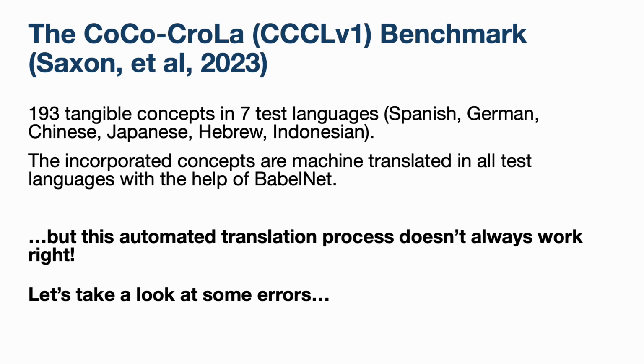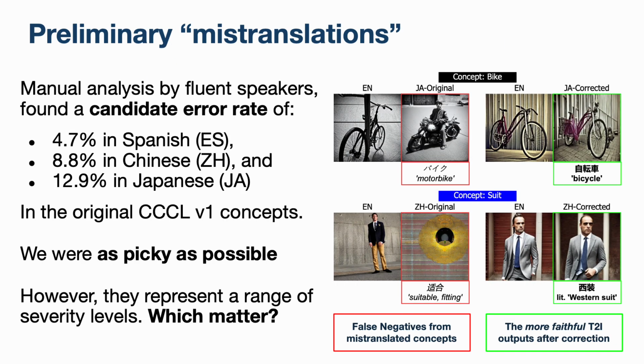Unfortunately, upon manual inspection, we found that this automated translation process led to some translation errors. Through manual analysis by competent speakers of Spanish, Chinese, and Japanese, we were able to find that 4.7% of the concepts in Spanish, 8.8% of them in Chinese, and 12.9% of them in Japanese had some kind of candidate translation error. So on the top here we see the concept of bike translated into Japanese. The original sense that was produced by this automated pipeline corresponded more to the sense of a motorbike, whereas most English speakers will have a bicycle as their prototypical representation in their mind.